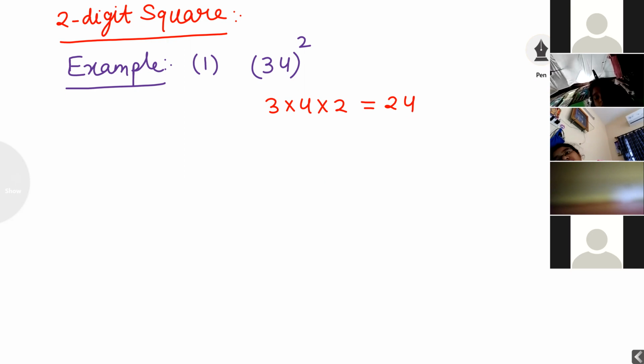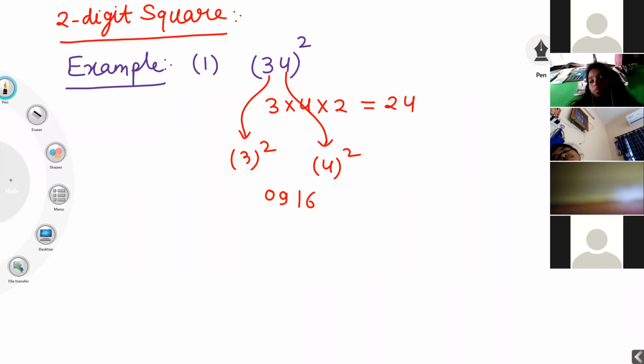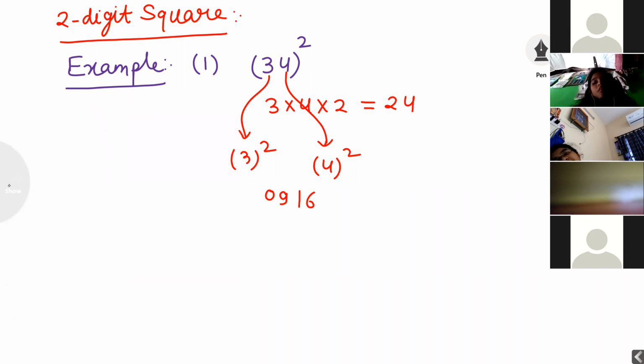Second step: the tens place digit is 3, and I want to find 3 square. The ones place digit is 4, and I want to find 4 square. 3 square is 9, but I will always make it 2 digits, so 9 means 09. 4 square is 16. What have I done here? I have taken the square of the tens place and the square of the ones place: 4 square is 16 and 3 square is 9.